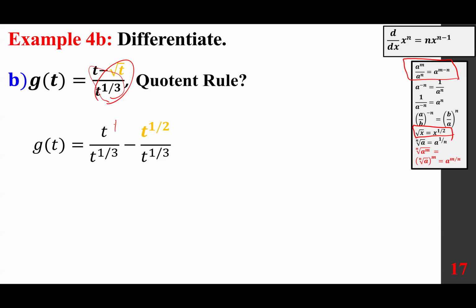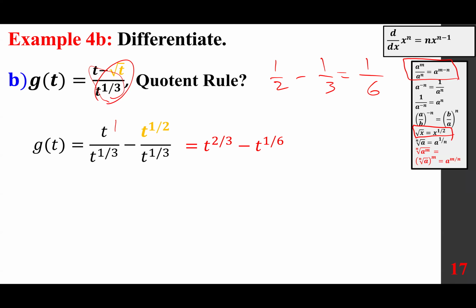This has exponent 1. So when you apply the quotient rule of exponentials, t to the power of 1 minus 1/3, which is t to the power of 2/3. For the second one, minus t to the power of 1/2 minus 1/3. And I hope you can figure out that this is take a common denominator and becomes 1/6.